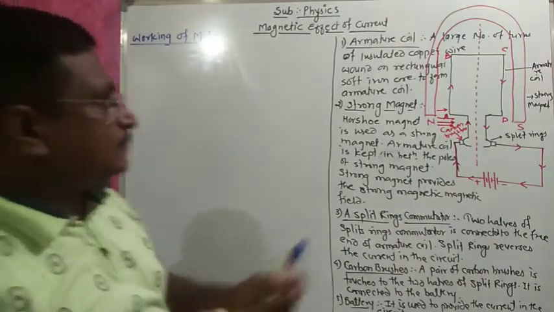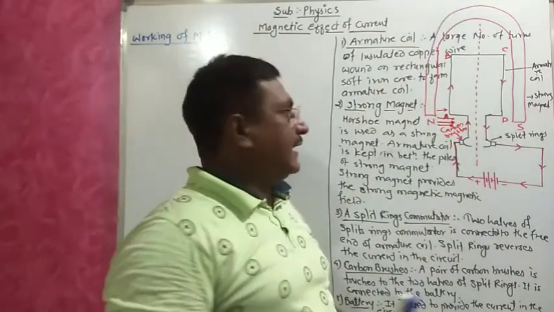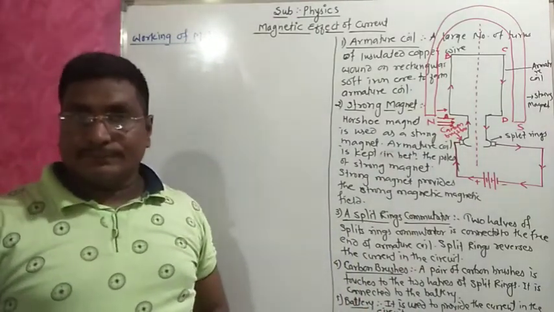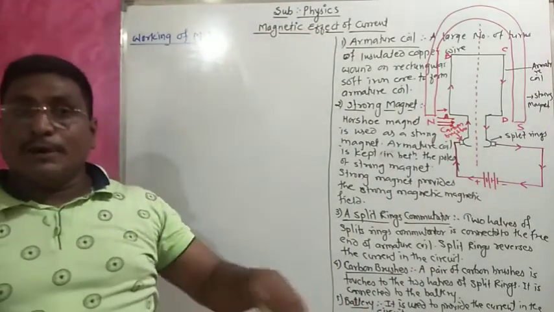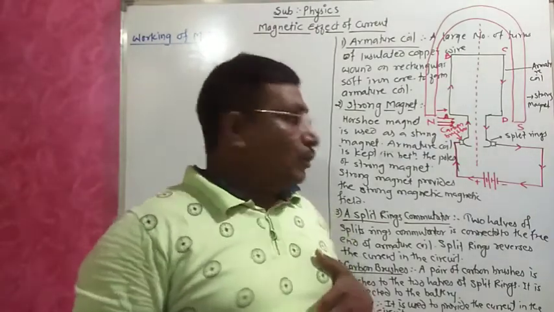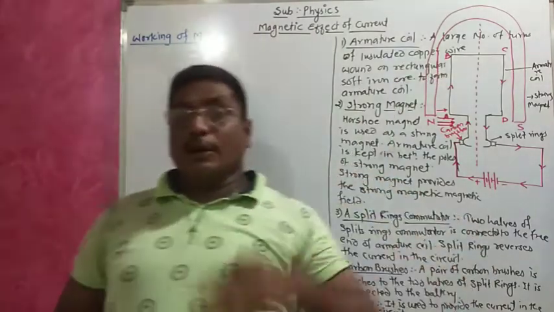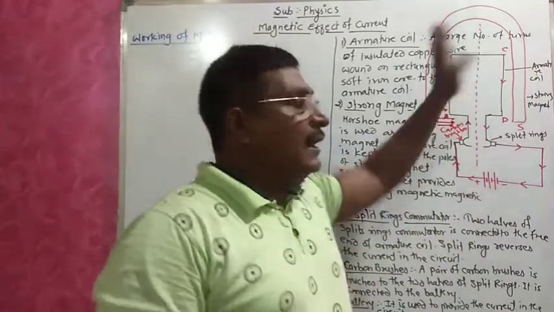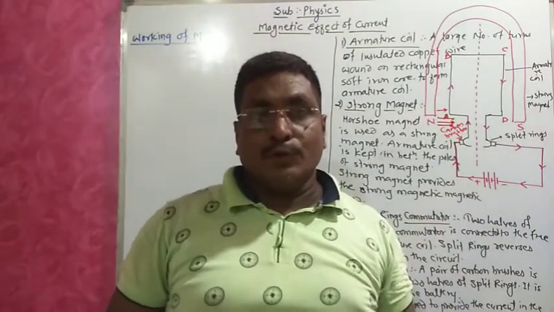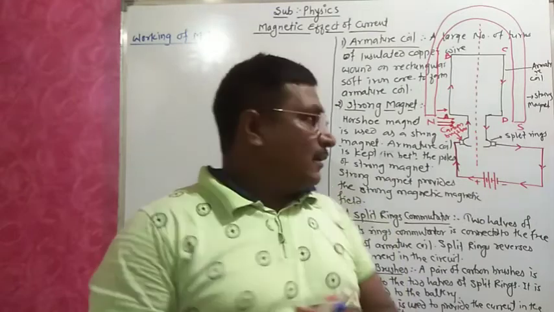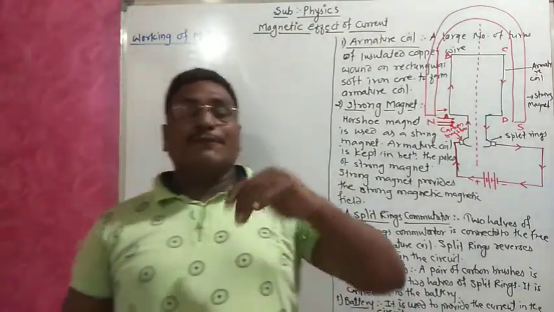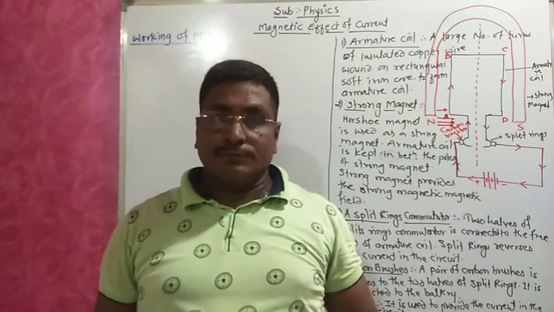And current is flowing in the upward direction. Means how it is? Perpendicular. How it is? Mutually perpendicular. So when they are mutually perpendicular, they exert a force on the armature coil. So how does it exert the force on the armature coil? According to Fleming's left hand rule.